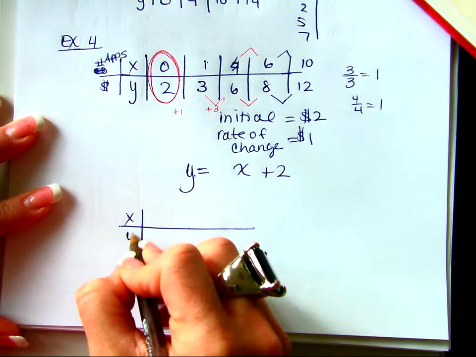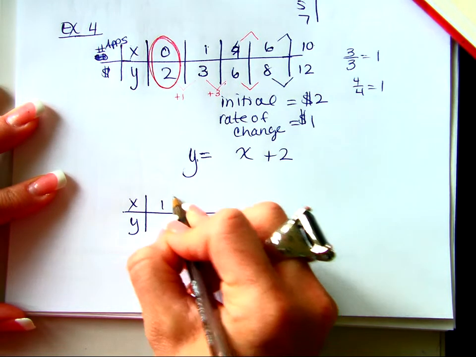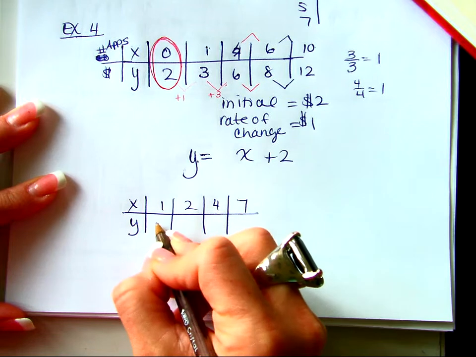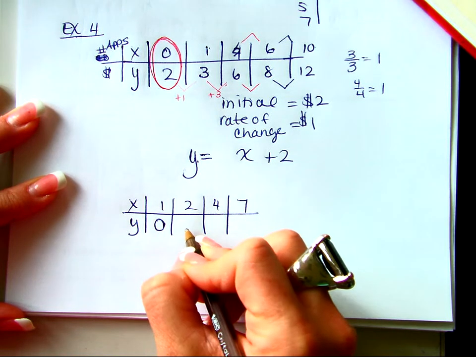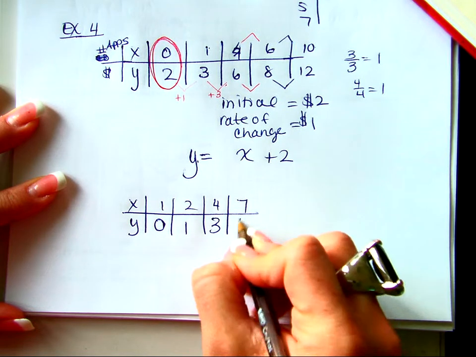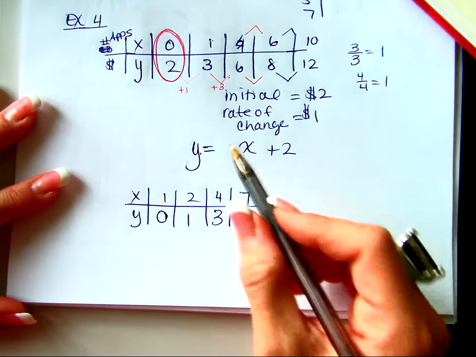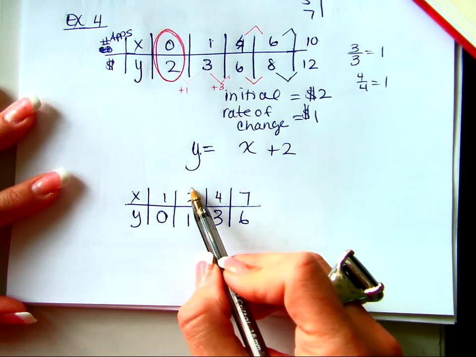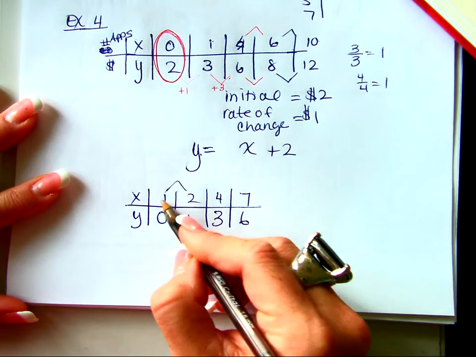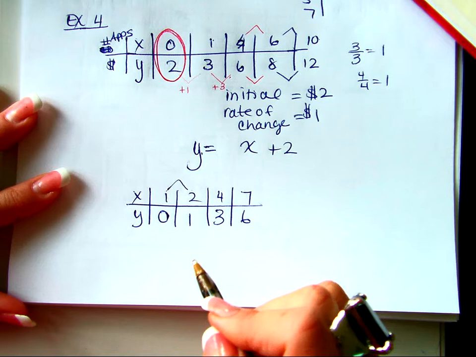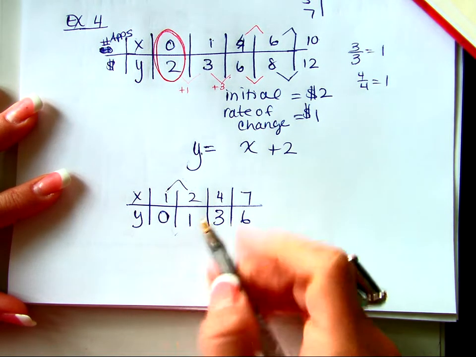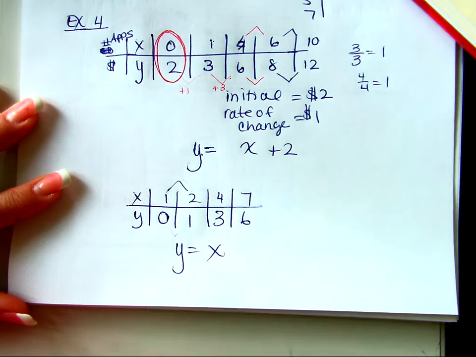X, Y. This is where we're going to start with 1 and 2 and 4 and 7. And we're going to have 0, 1, 3, and 6. Okay? So it looks like for every one that it's going up, because when you have two that are back to back like that in a row, you kind of luck out. Because what that means is for every one, it's going up 1. So there's our rate of change again of 1.